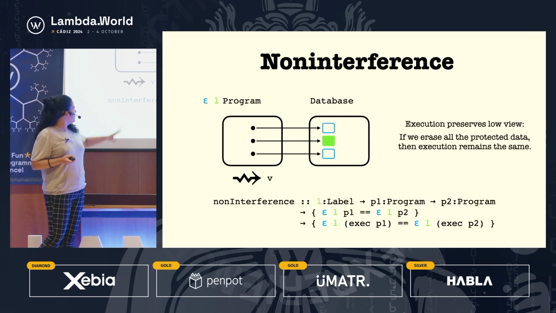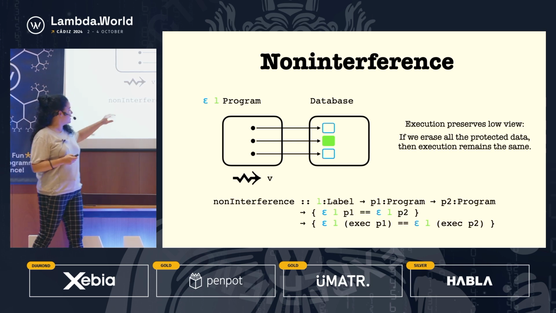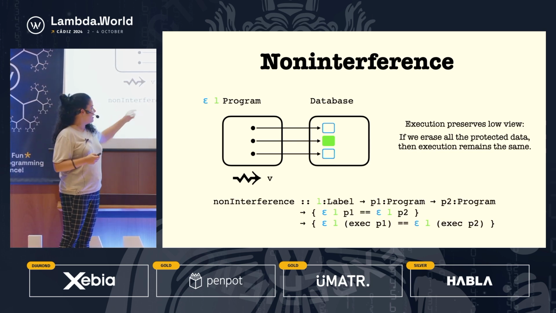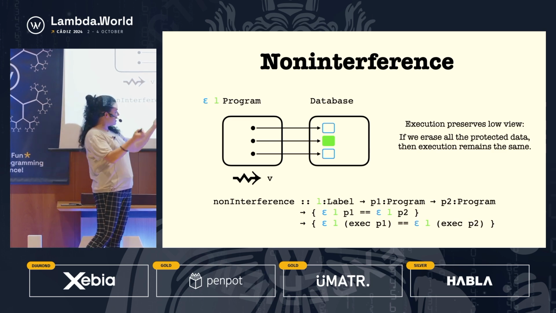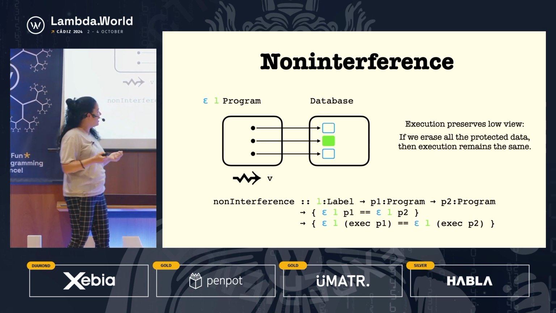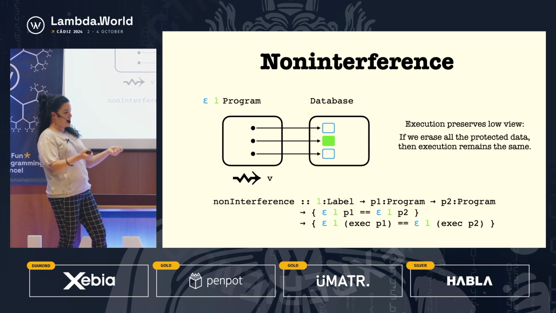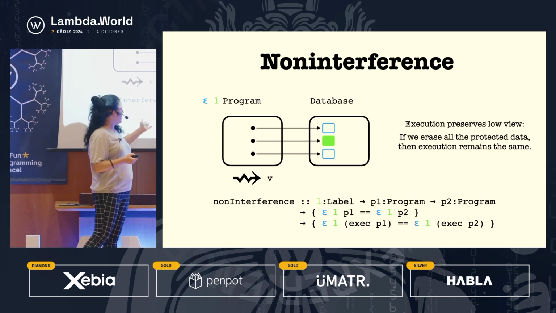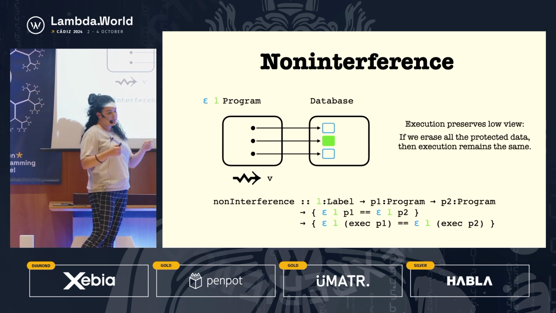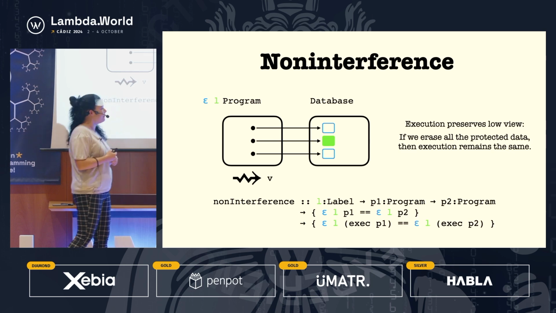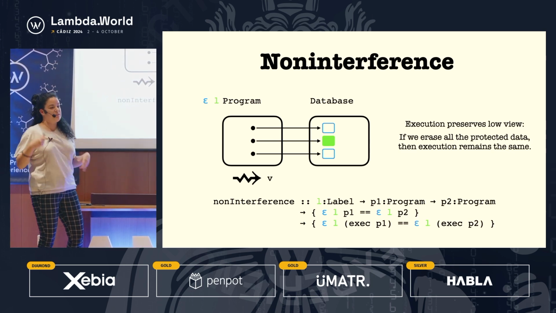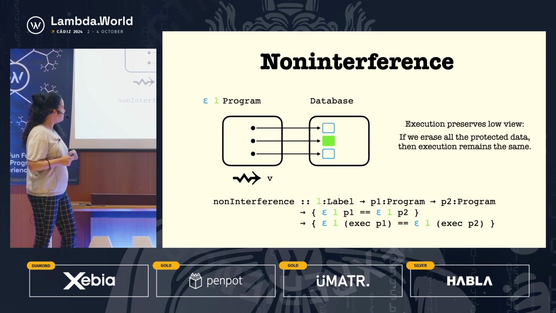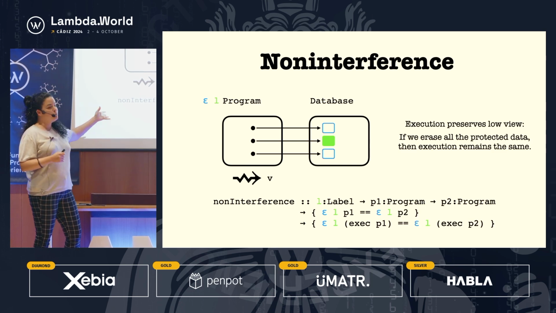And the theorem we proved is called non-interference. It says for each label L, for two programs P1 and P2, if the erasure or low view of the programs is the same before, the erasure or low view of the programs should be the same after. And this is a deep property, like associativity and distributivity that we proved before. And we use Liquid Haskell to prove this property.